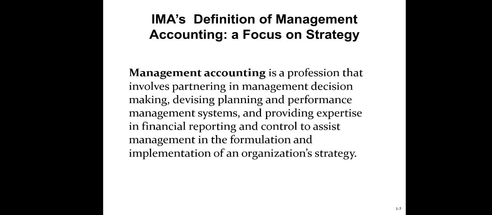What is management accounting? Management accounting is one branch of accounting. Accounting has several branches. There are two main branches of accounting: financial accounting and management accounting. Management accounting is the type of accounting that you can use to help managers to make business decisions, to prepare plans for the business, to provide data or information for financial reporting purposes, to provide data or information for controlling purposes, and for the business to develop strategy.